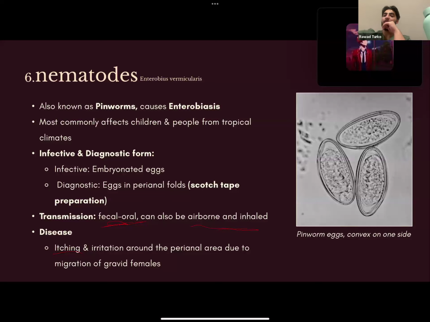Right? Okay. This is what the Enterobius vermicularis worms look like. So you guys notice they have a transparent shell, first of all. They're convex on one side and they're flattened on the other side. Very classical, very specific picture for Enterobius eggs. So again, flat on one side, convex on the other side.